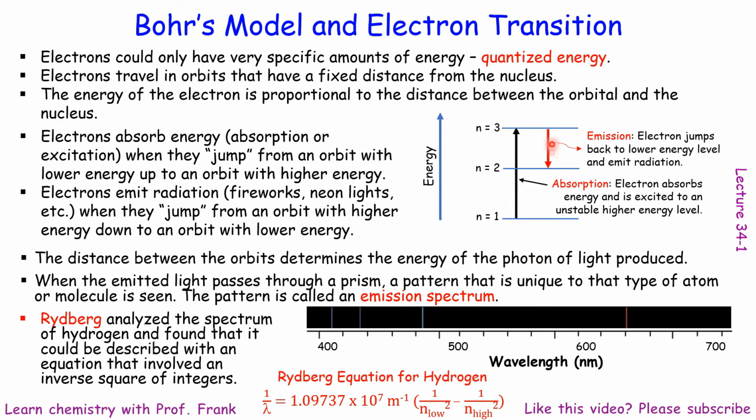You can do the same for this electron transition that causes this emission. In this case, the n low is 2 and n high is 3, then you will obtain another wavelength value, and that is the radiation responsible for this specific emission process.